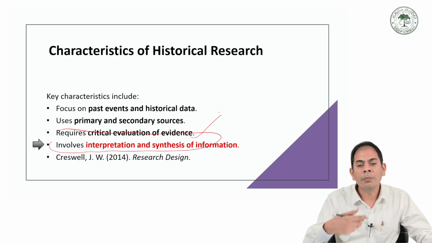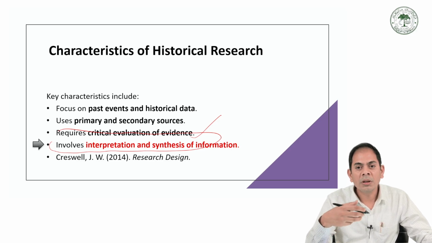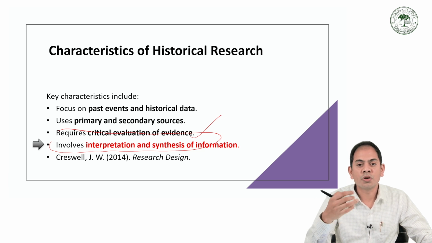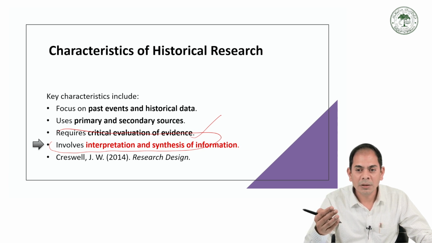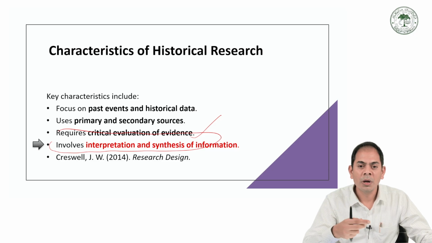The next characteristic of historical research is interpretation and synthesis of information. So how do you interpret the information? Historical research involves interpretation and synthesis of information. The researcher collects information from different primary and secondary sources, and after that analyzes it. The next step is to connect related facts and develop meaningful conclusions about past events. Simply, historical research helps us to understand the past systematically and scientifically so that we can gain knowledge, learn lessons, and better understand present development.